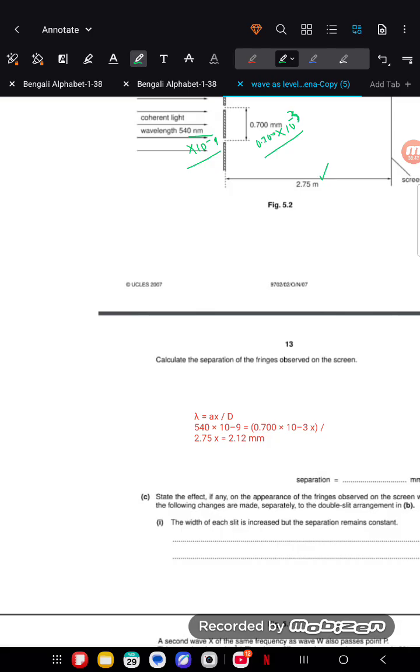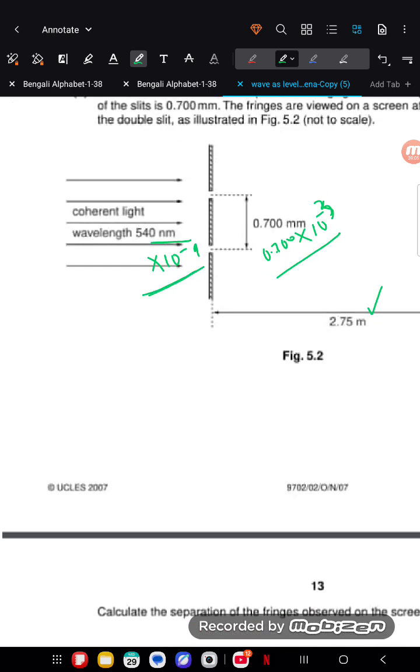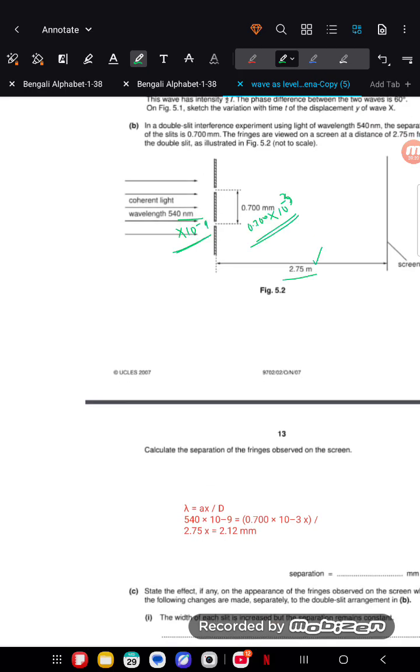Or else, if you want, one more thing you can do: change everything into millimeter. But it is better to first change everything into meter. Okay, because this is in millimeter, this is in meter, and this is in nanometer. So it's better that you change everything into meter, then change the answer into millimeter.